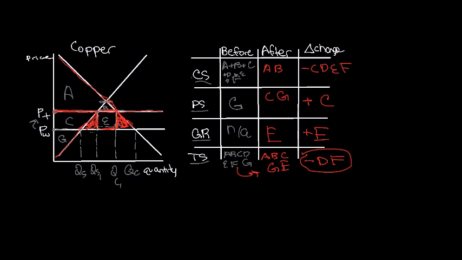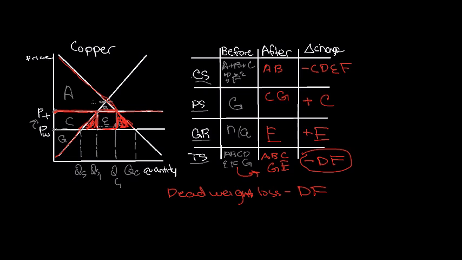Well, let's talk about the effects of a tax. What happens when there's a tax? There is deadweight loss. This means that the gains from trade are not being realized, so it loses D and F. And why does this happen?